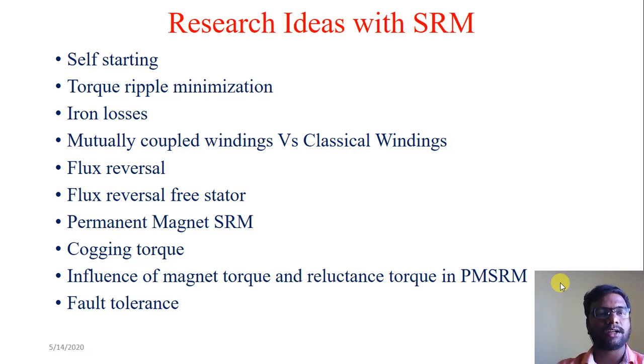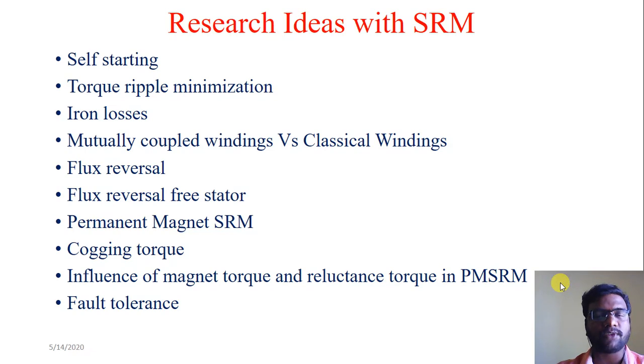The second one: since our switch reluctance motor is a doubly salient machine, both the stator and the rotor have salient poles in structure, and that gives torque ripple in the characteristics. This torque ripple impacts the efficiency of the machine. The next one is iron losses, which are determined by the laminating material. The third one depends upon the windings, either a mutually coupled winding or our conventional classical type of winding.